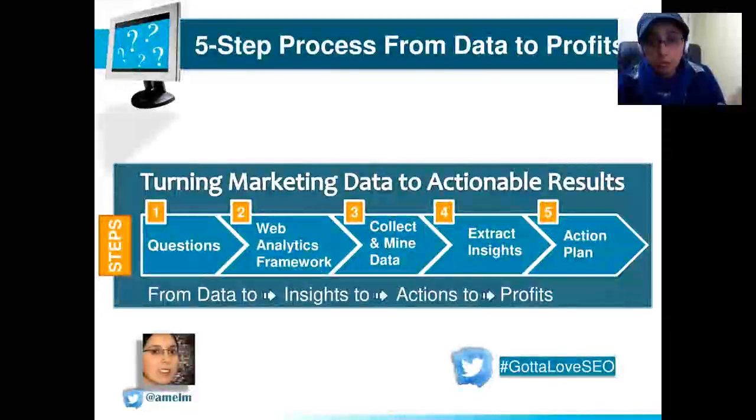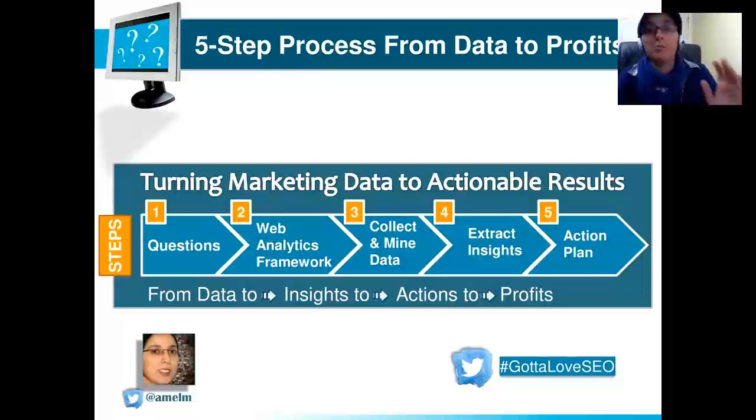Just to give you another gift here, just print this slide again. You have three slides to print and put on your wall to make this work. So the 5-step process from data to profit: how you can turn this marketing data into actionable results.